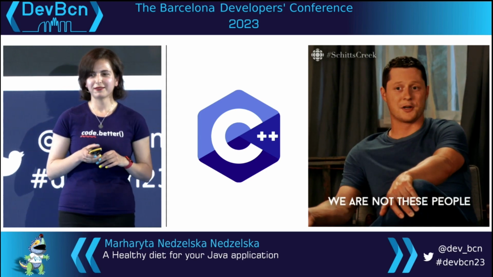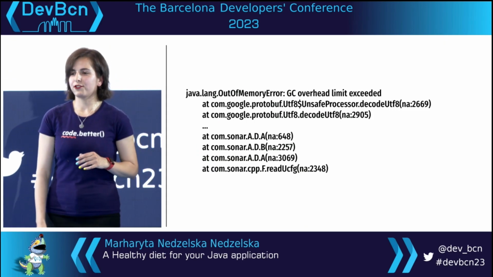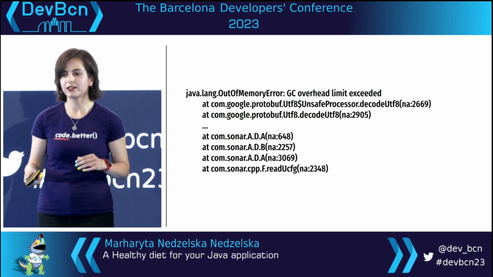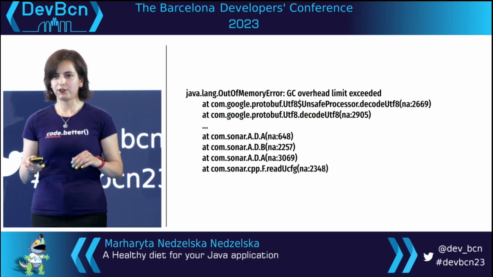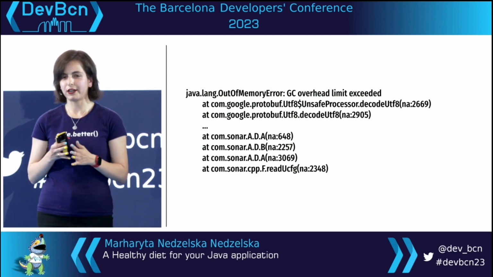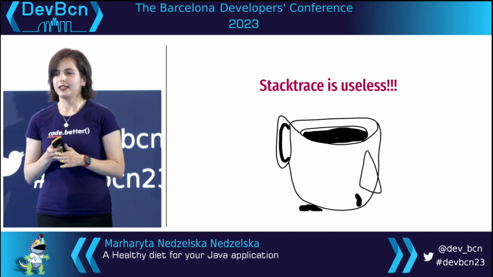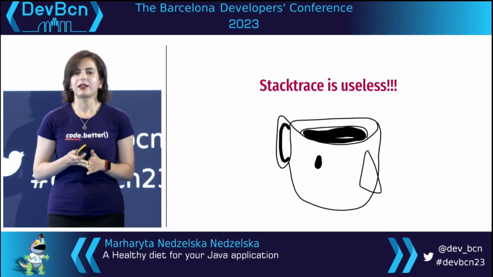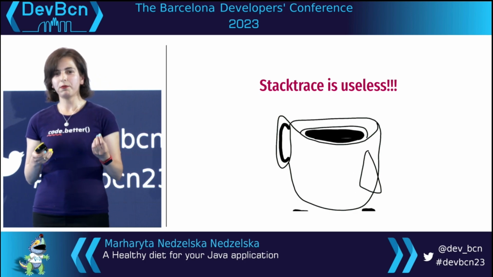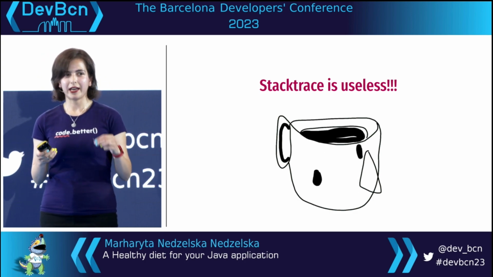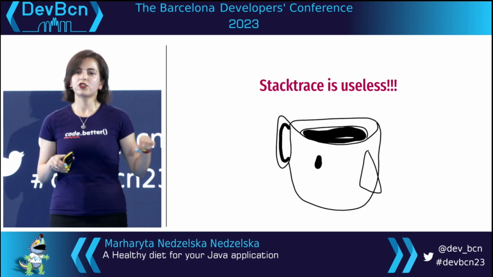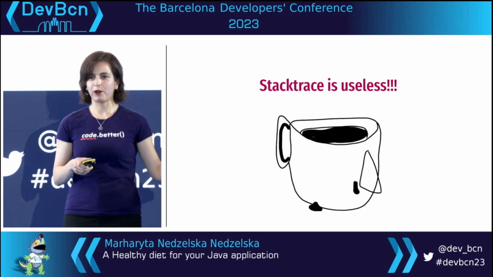So are you ready? If you have an out-of-memory error, you have a stack trace for it. The best thing you can do with this is to take it carefully, very, very carefully, and throw it away. Because an out-of-memory error is like the last drop in your cup. It happens when you run out of memory, but it doesn't show you where the real problem was.